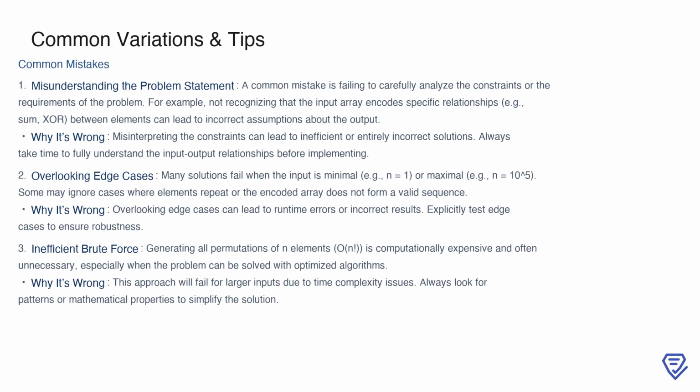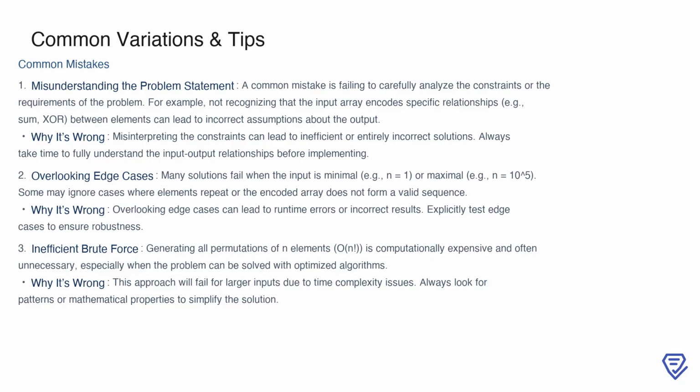When working on this problem, some common mistakes can lead to incorrect solutions or inefficiencies. One frequent issue is misunderstanding the problem statement. For instance, the input array encodes specific relationships between elements, often through operations like XOR or sums. If these constraints are not fully analyzed, it can result in incorrect assumptions about the output. This is why it's crucial to take the time to understand these relationships before diving into the implementation.